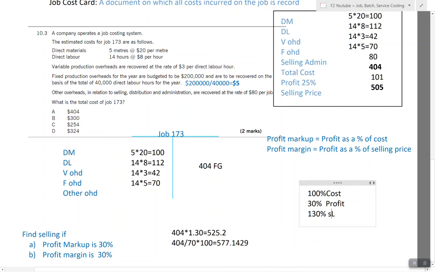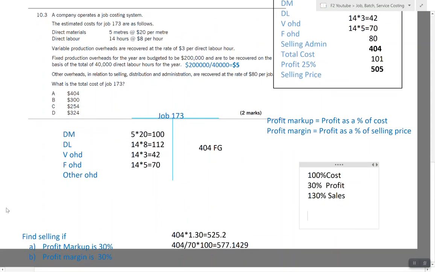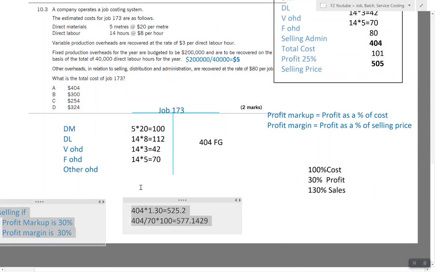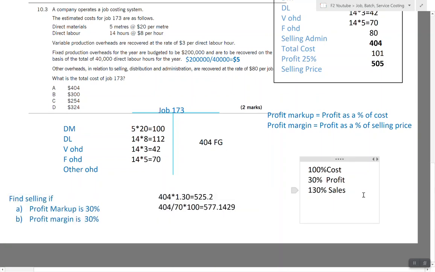So selling price would be based on cost and profit. So the thing is, you're going from top to bottom. But if you're doing margin, start with the selling price. Sales price would be 100. You minus the profit percentage from it, like in this case 30%, it gives you the cost. So that's how I found the markup.